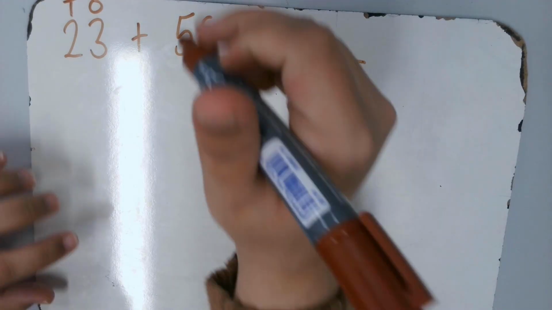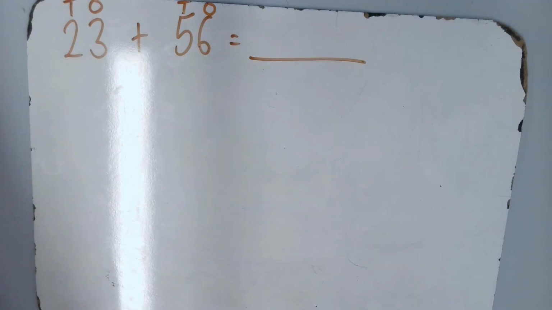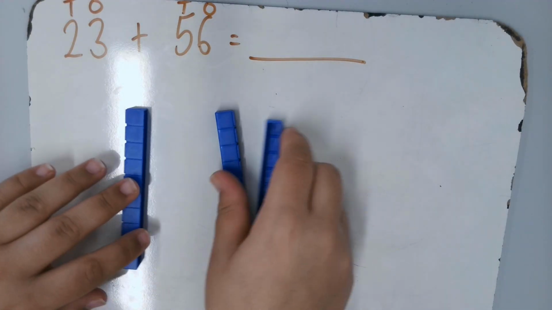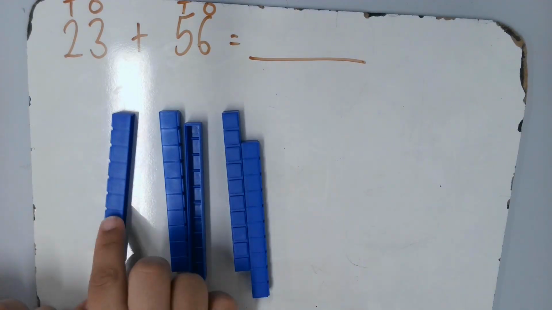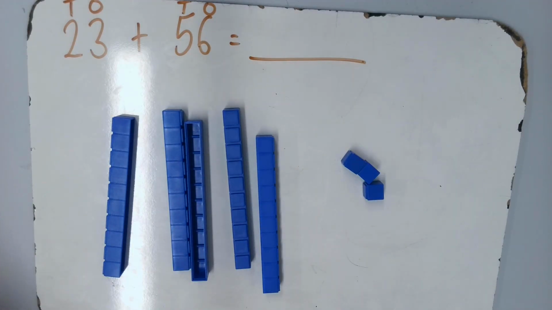And then 56 has got 5 tens and 6 ones. Again, it's the same as saying 5 tens, 10, 20, 30, 40, 50, and 6 ones. 56.